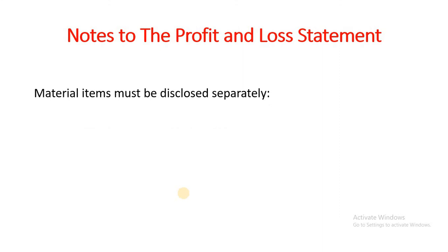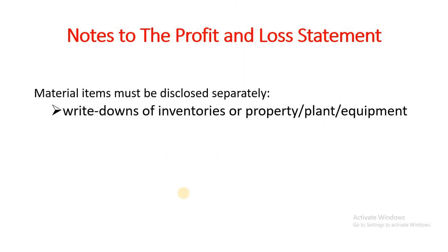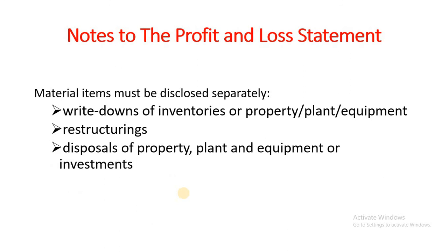Is that all? No. We should also consider notes to the profit and loss statement to find out the future direction of the businesses. In this case, we should consider write-downs on inventories or property, plant, and equipment. Some property, plant, equipment, and inventories need to be written down. Then, in many cases, businesses are restructured due to a loss operation or due to some other reasons. And businesses also usually have disposals of property, plant, or equipment or investment.